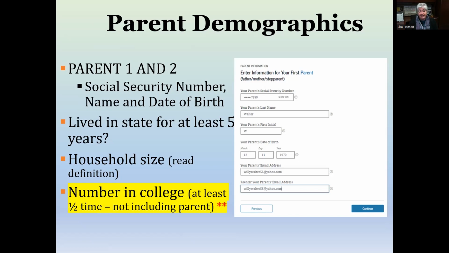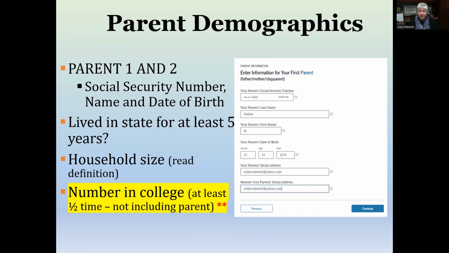We then ask, has the parent lived in their state of legal residence for at least 5 years? This is important for our Illinois MAP grant, so be sure to answer that question if you meet the 5-year limit. If you don't meet the 5-year limit, then the question goes on to say, give us the month and the year that you became a resident of your state of legal residence.